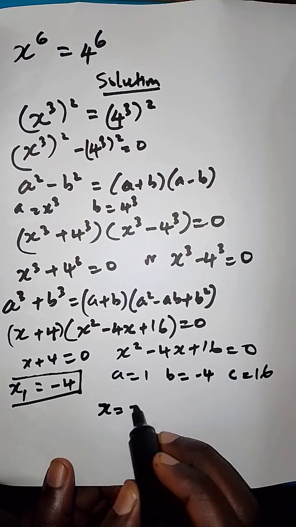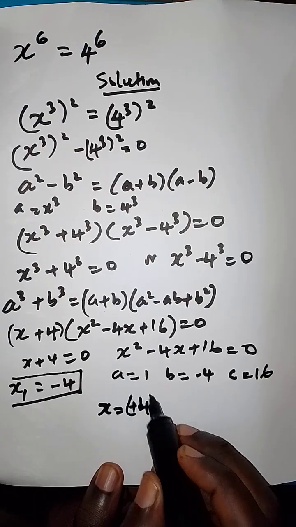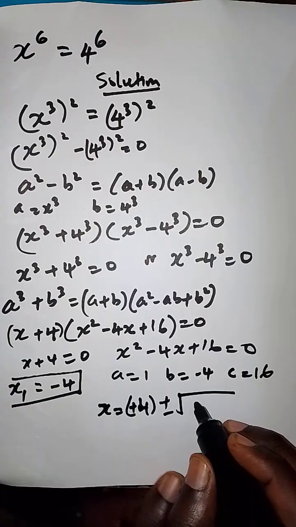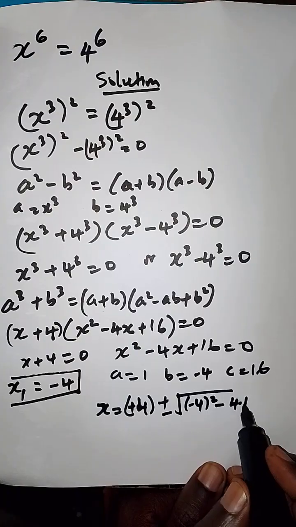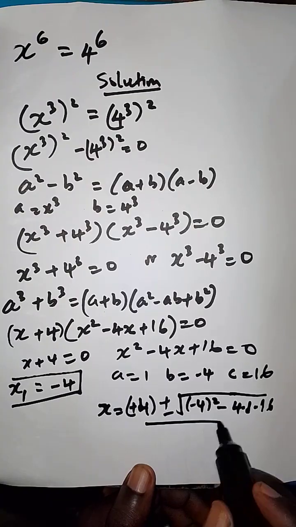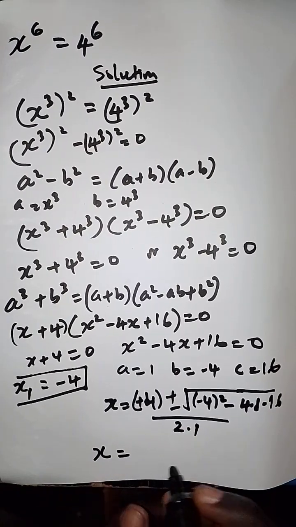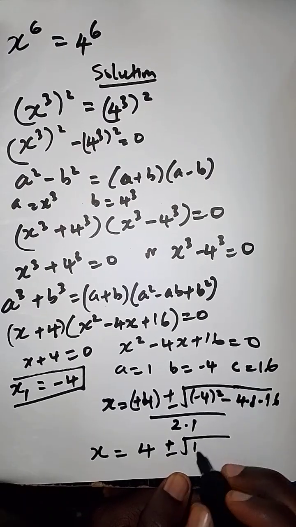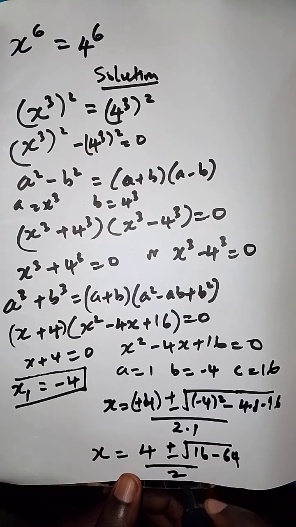So x is equal to negative b, that is negative of negative 4, which I'm going to take as positive, plus or minus the square root of b squared, negative 4 squared, minus 4 times a, which is 1, times c, 16, divided by 2 times a. Simplifying it further, I'm going to have 4 plus or minus the square root of 16 minus 4 times 16, that is 64, divided by 2.